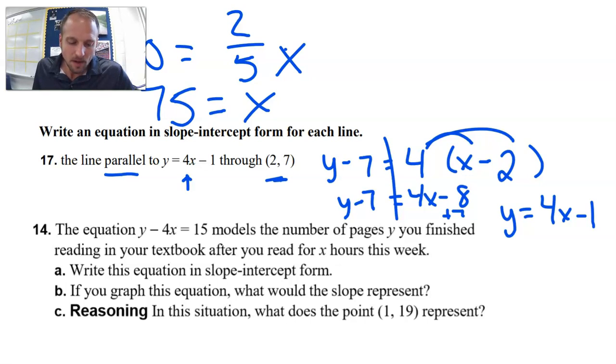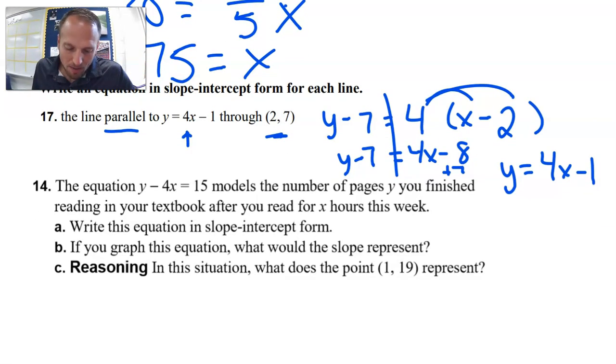Okay. Number 14. The equation y minus 4x equals 15 models the number of pages y you have finished reading in your textbook after you read for x hours this week. Okay, so make sure we don't miss this. y is the number of pages, x is hours. Write this equation in slope-intercept form.